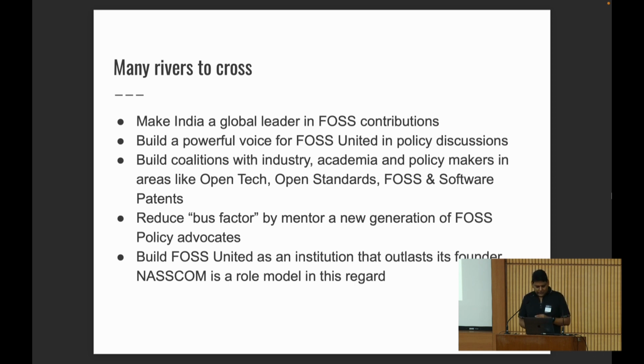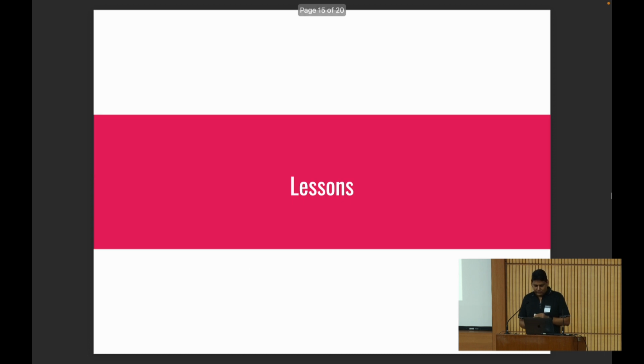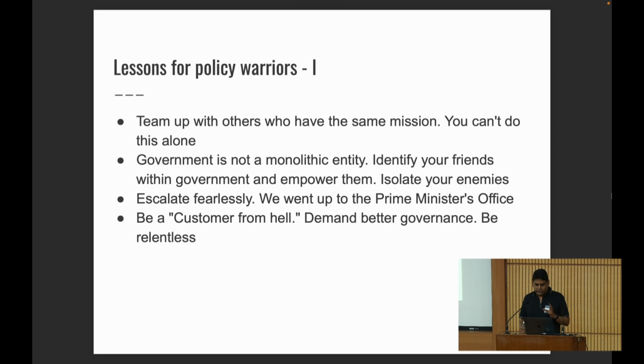The other thing is, absolutely escalate fearlessly. On open standards, we went right up to the Prime Minister's office, and then the PMO sent a message to the Ministry of IT. And then you can completely see a change in the language, the body language of the bureaucrats. So I'm going to stop here so that if there are questions, I can take one or two. Thanks.